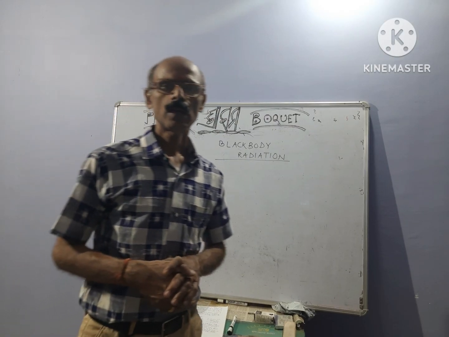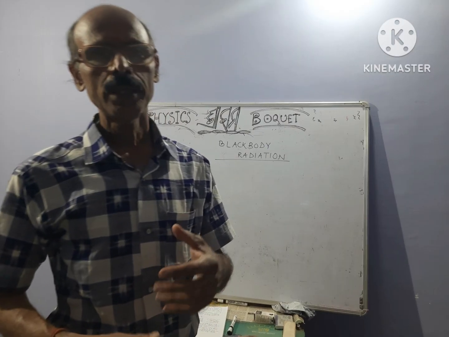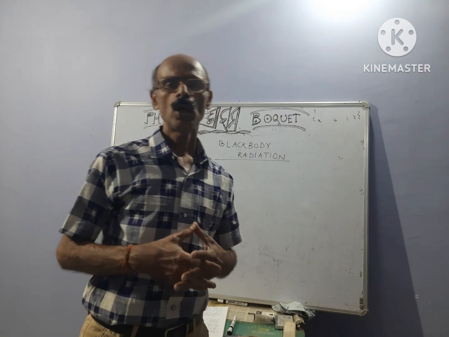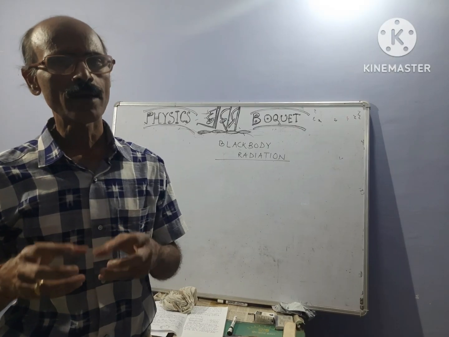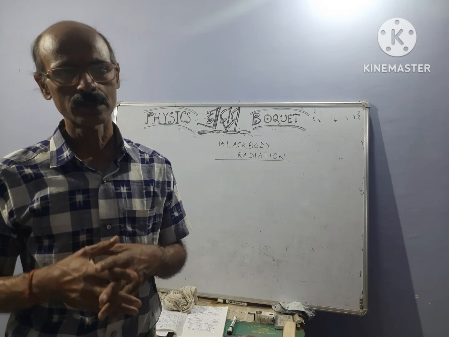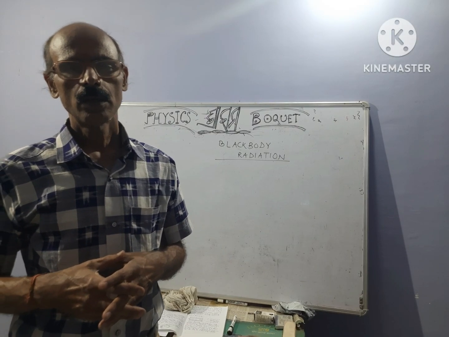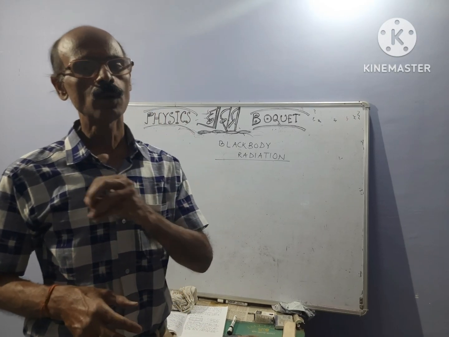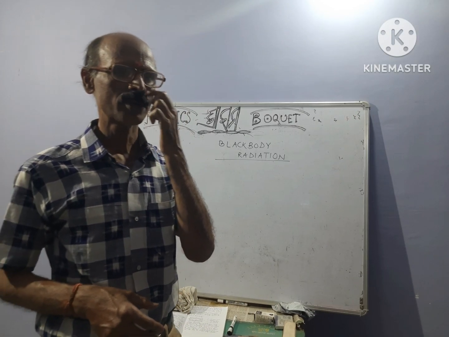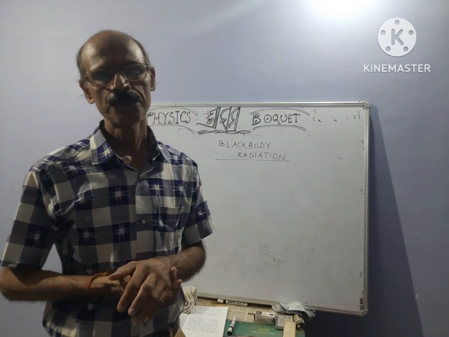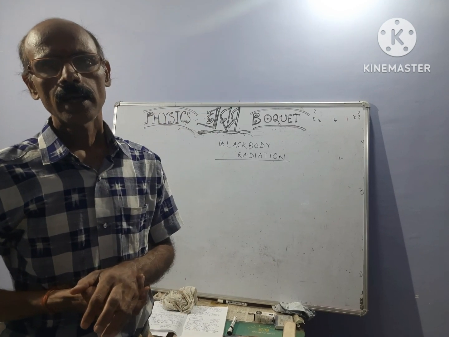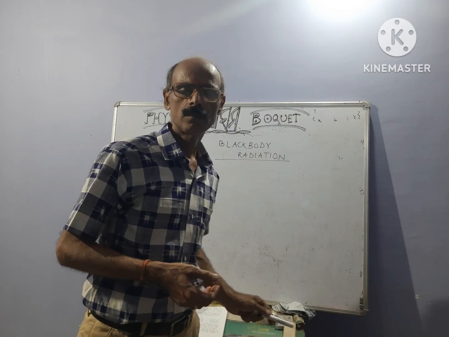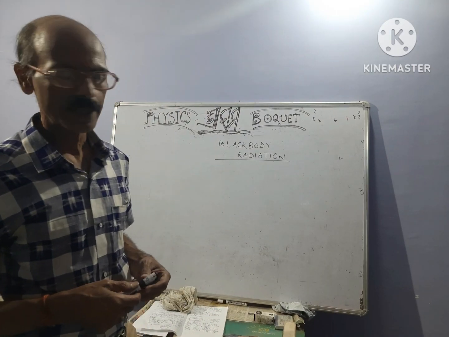So a black body is that body which is able to absorb all the wavelengths falling upon it. So it absorbs all the wavelengths, whichever wavelength falls upon it, and therefore it appears black, and it is called a black body.